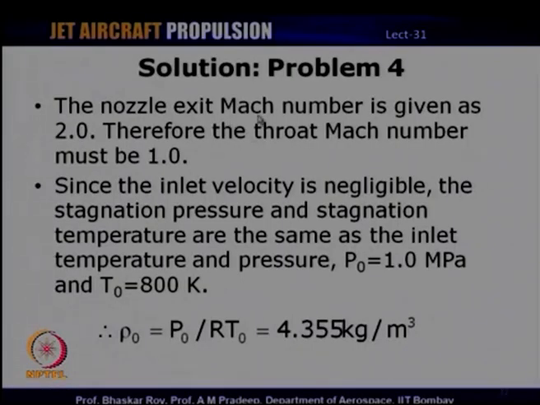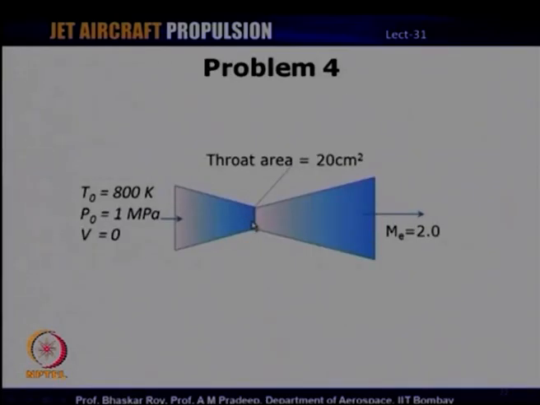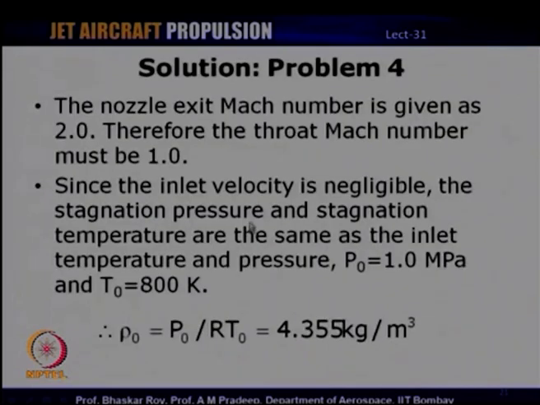So, the nozzle exit Mach number is given as Mach 2. If the Mach number at the exit is 2, then at the throat the Mach number has to be 1, because in a convergent divergent nozzle the flow accelerates to supersonic speeds only when it reaches a Mach number of 1 at the throat of the nozzle. So, the throat Mach number would be 1. Inlet velocity is given as negligible. So, inlet stagnation pressure and stagnation temperature are the same as the static conditions. So, we have P naught, the stagnation pressure, as 1 megapascal and temperature as 800 Kelvin. Therefore, density at the inlet is P by RT, which gives 4.355 kilograms per meter cube.